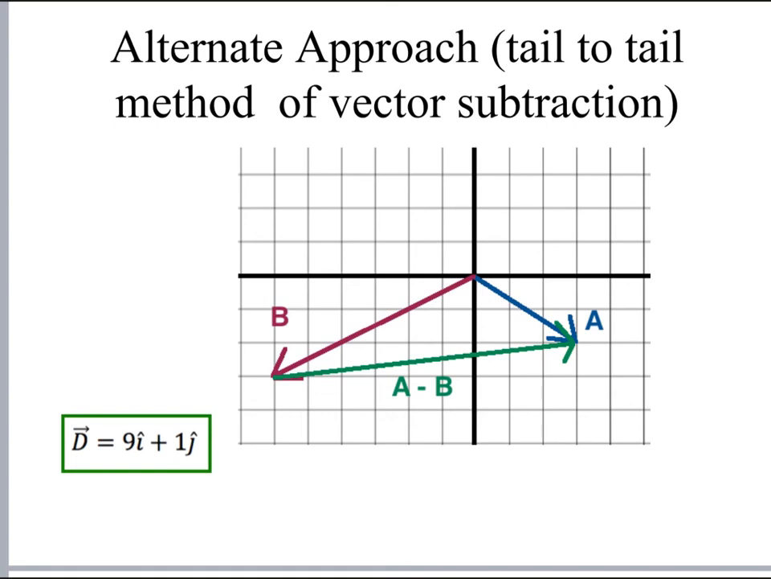So here is my vector difference with the triangle method. I have drawn my A and B, and this again is not negative B, this is my original B vector, and I'm going from the tip of B to the tip of A. I've got them connected tail to tail here. I go from the tip of B to the tip of A, and that is 9 over and 1 up, and that's exactly what I got using the other method.